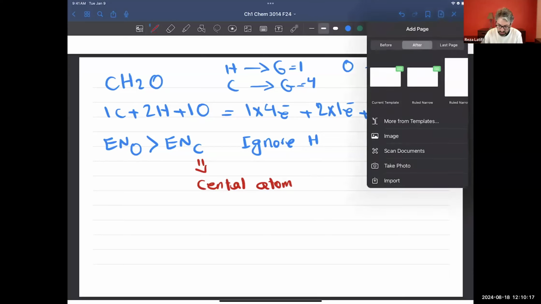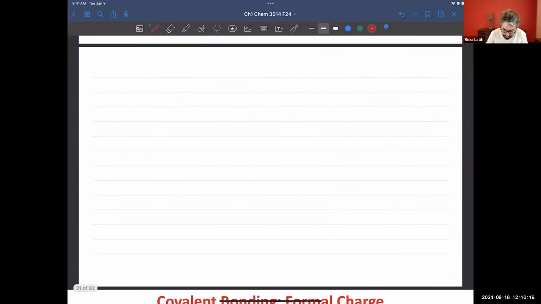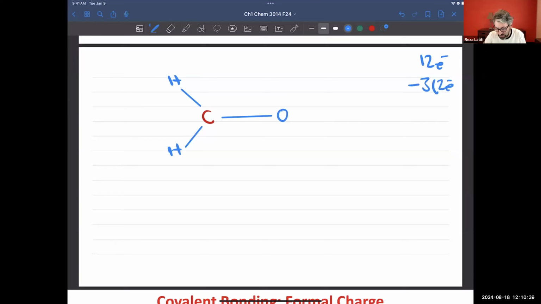So let's go after the structure. Here is carbon. And we have 2 hydrogens, so I'm going to put the 2 hydrogens there. And I do have 1 oxygen. Totally, I have 12 electrons. What do I do with them? I'm going to build sigma bonds, and you need 3 sigma bonds. So I'm going to say I made 3 sigma bonds. And for each sigma bond, I use 2 electrons.